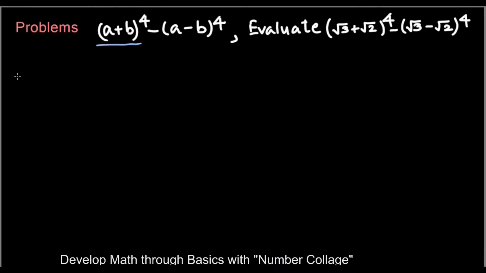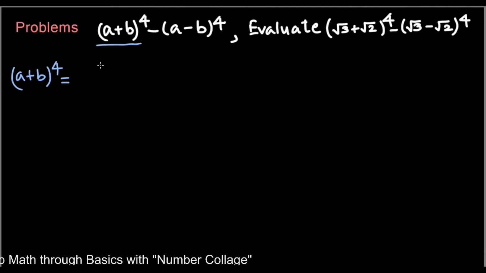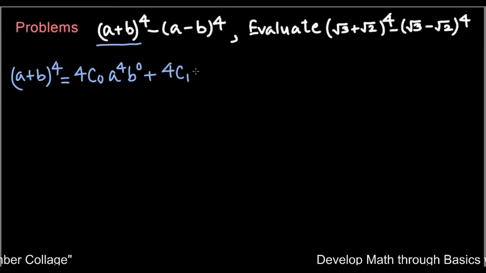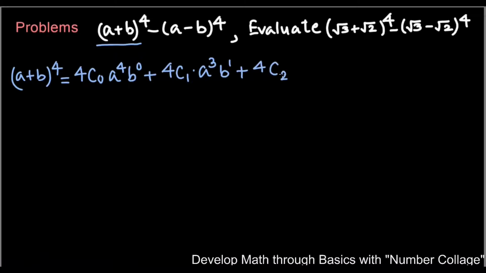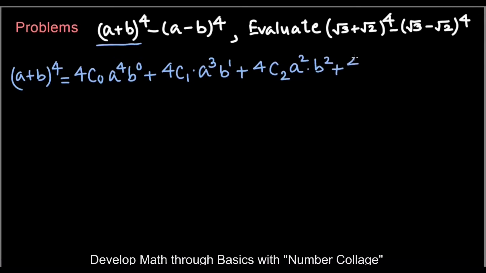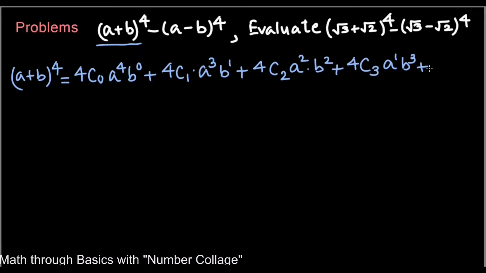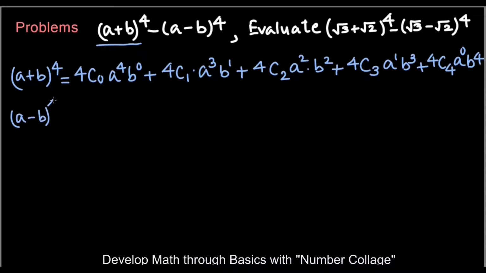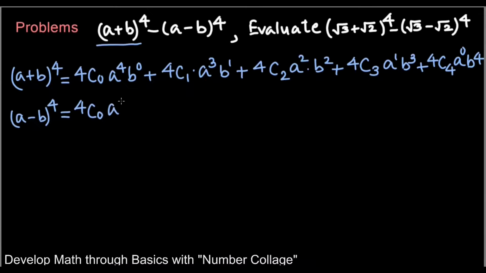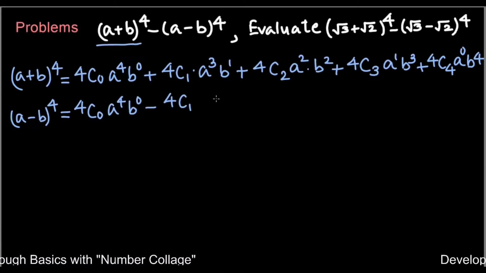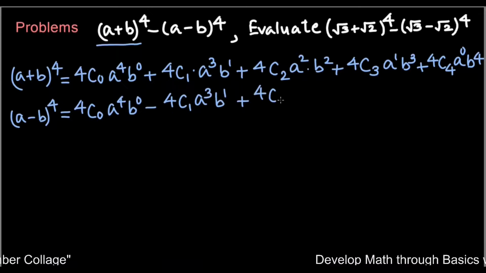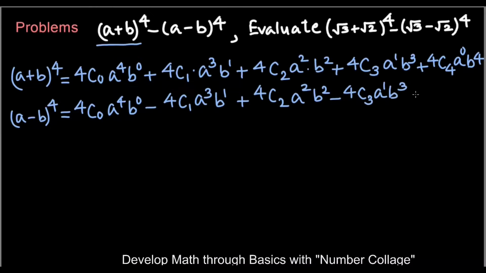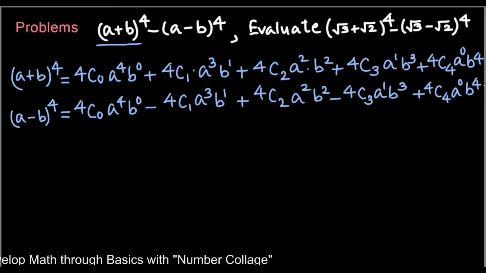According to binomial expansion, (a + b)^4 will be 4C0 a^4 b^0 + 4C1 a^3 b^1 + 4C2 a^2 b^2 + 4C3 a^1 b^3 + 4C4 a^0 b^4, and (a − b)^4 will be 4C0 a^4 b^0 − 4C1 a^3 b^1 + 4C2 a^2 b^2 − 4C3 a^1 b^3 + 4C4 a^0 b^4.